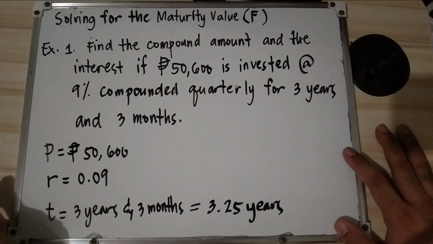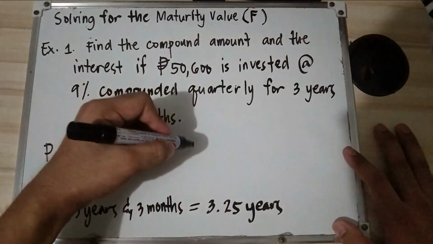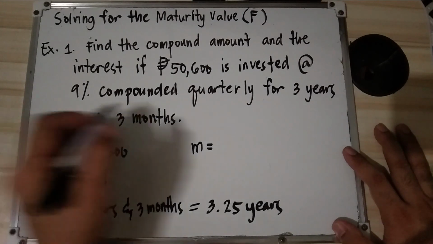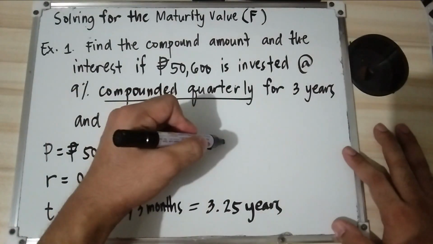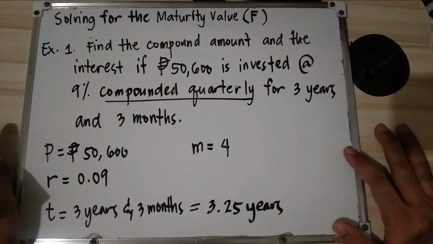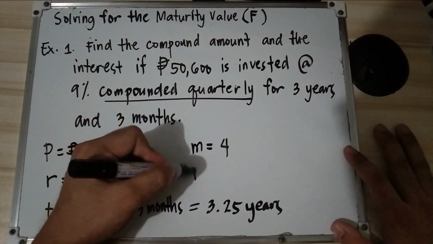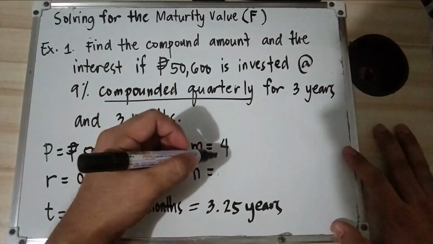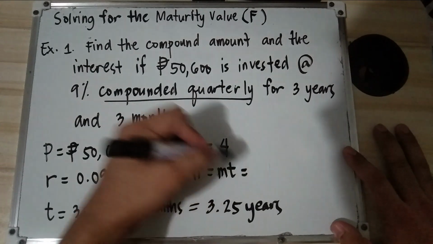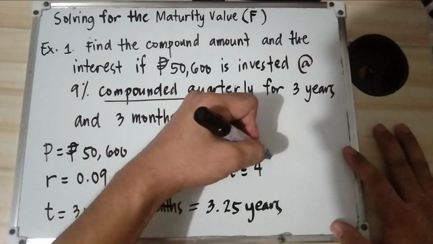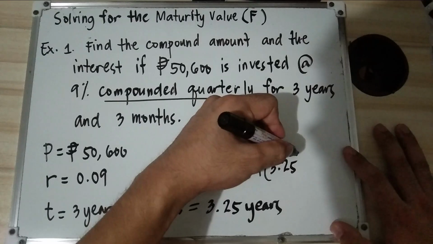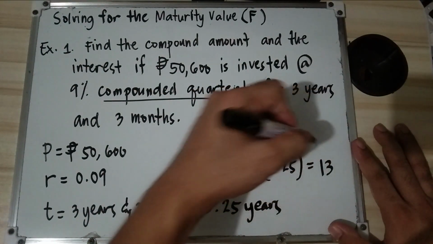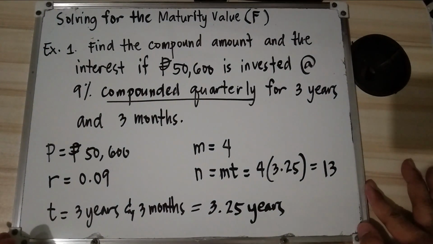And then, yung M. Ano naman yung M doon? M is 4. Kasi sabi, compounded quarterly. So, 4. Okay? Okay, yung N. Hanapin natin yung value ng N. N is equal to M times T. So, we have 4 times 3.25. So, ano yung value? 13. Okay, 13. So, kompleto na yung ating given.